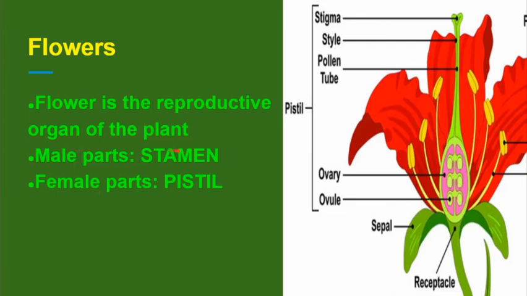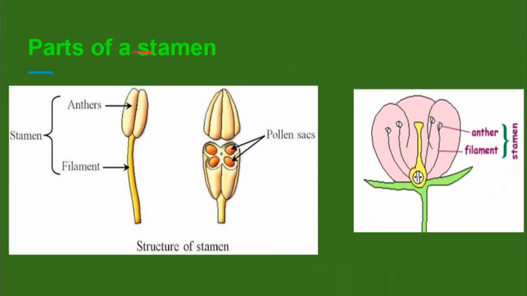Male parts are called stamen and female parts are called pistil. So look at the parts of the stamen. Stamen is the male part of the flower. It contains mainly anther and filament. This picture is an enlarged view of the stamen. The main part is the anther, and it has a long tube called the filament. If you cut the anther into two pieces, you can see small grain-like structures, and these are called pollen grains or pollen sacs, which are used for reproduction. So these are the parts of a stamen.